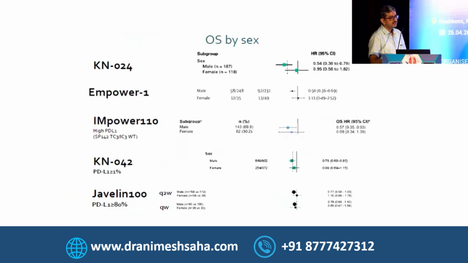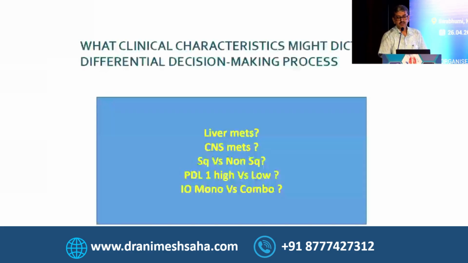Again, the gender, like we have looked at in KEYNOTE-042, male versus female. Female is almost crossing. IMpower110, EMPOWER-Lung 1, and KEYNOTE-042. So male versus female, if we look at the subgroup, the females are not doing well with all of these across the trials. So female non-smoker is an urgent need.